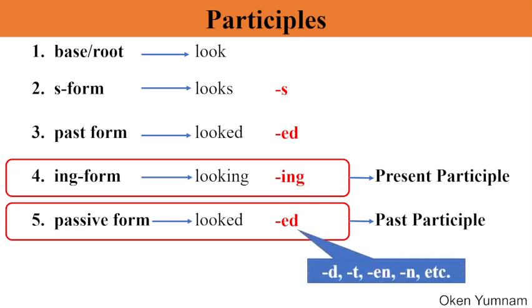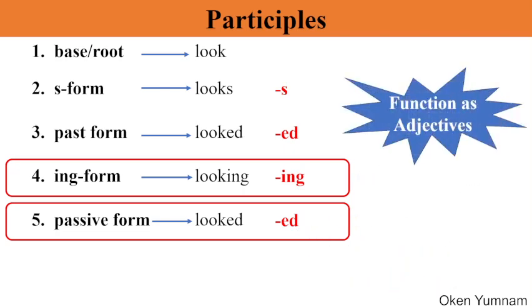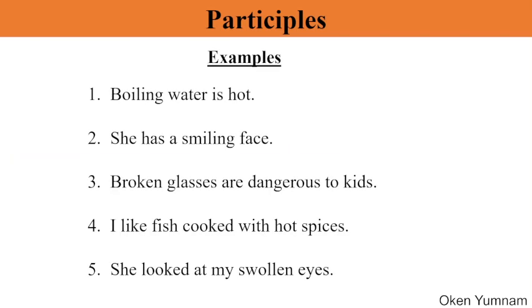Let's see more here. This past participle form, if it happens to be irregular, we cannot guarantee that it ends with ed. It may end with d, t, en, or any others, as we have seen earlier. So let's see more. We have to remember that these participles generally function as adjectives. Of course, exceptions are there. We'll come to that. See here examples.